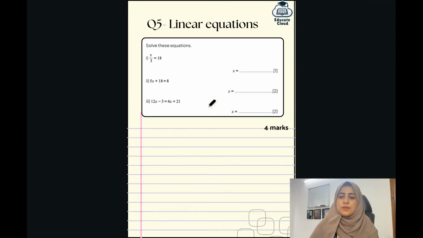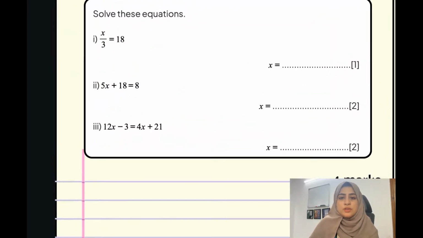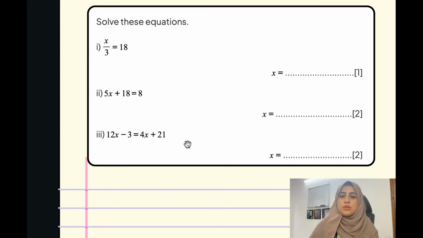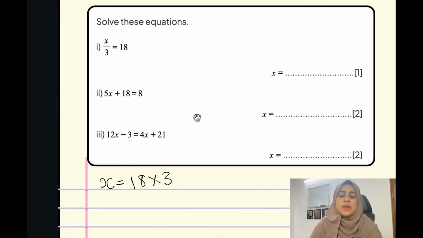That's 4 significant figures. Okay, next, these are pretty straightforward. So you do need to know how to solve these equations. The first part is x divided by 18 equals 3, so x is equal to 18 times 3. That's pretty straightforward, because any time you divide by something, you multiply to undo it. That gives us 54.